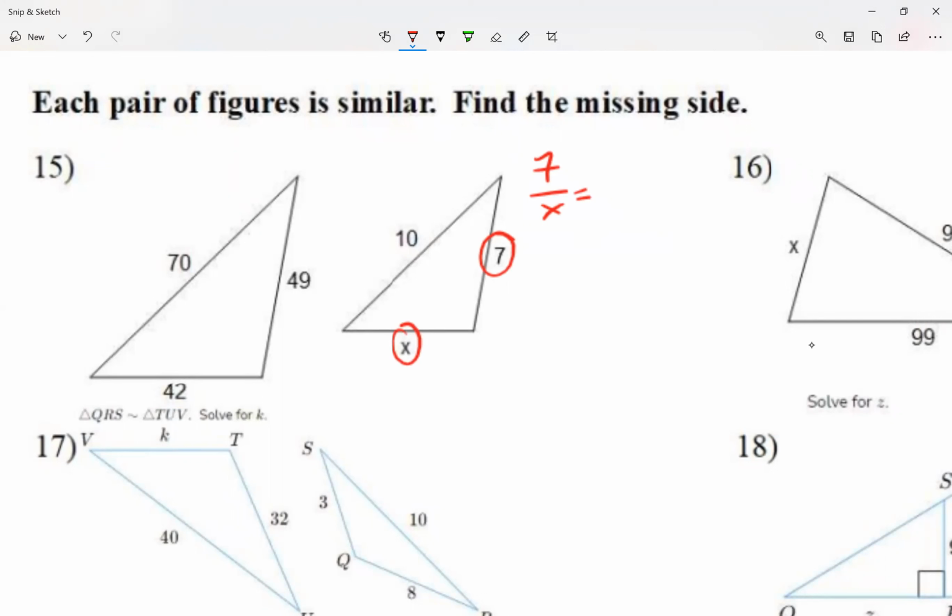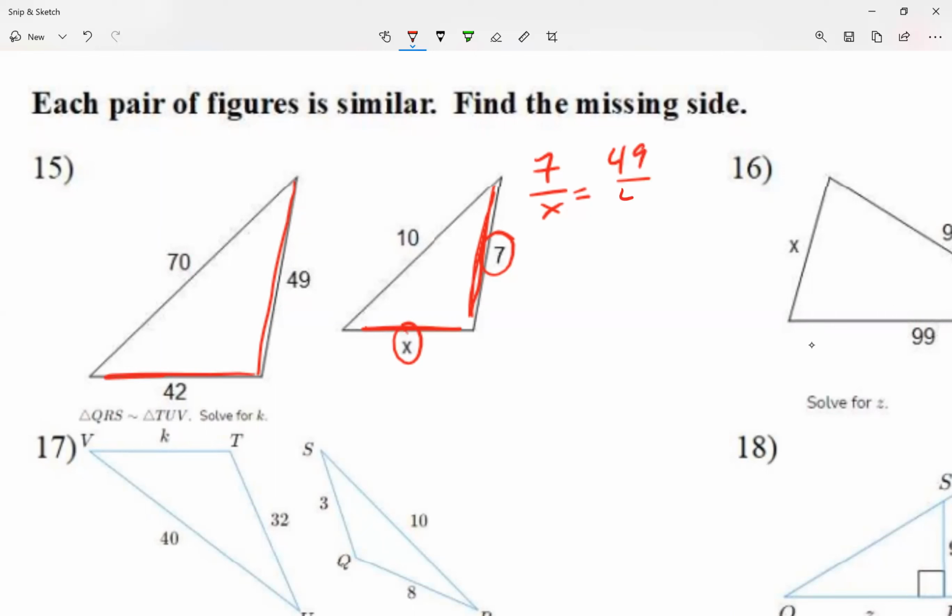Now, this 7 on the small figure is corresponding to this 49 on the big figure. So 7 is going to go with 49. And then x, this side, it's corresponding with 42. So I'm gonna do that. And then I'm just gonna cross multiply. We learn that when two fractions are equal to each other, I'm just gonna cross multiply.